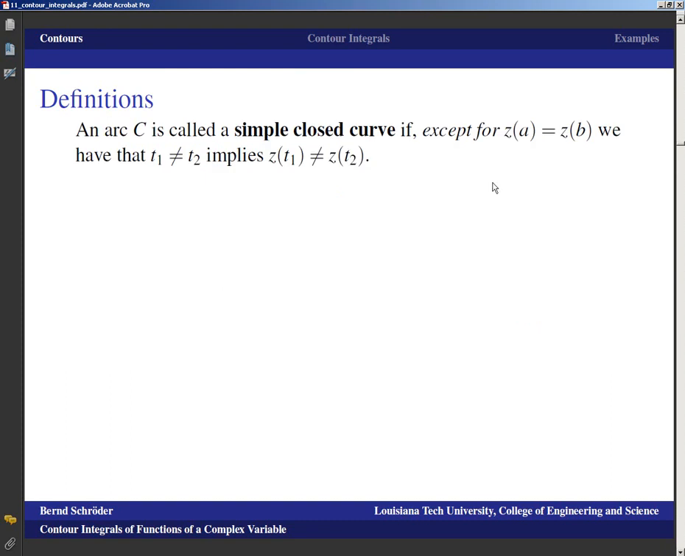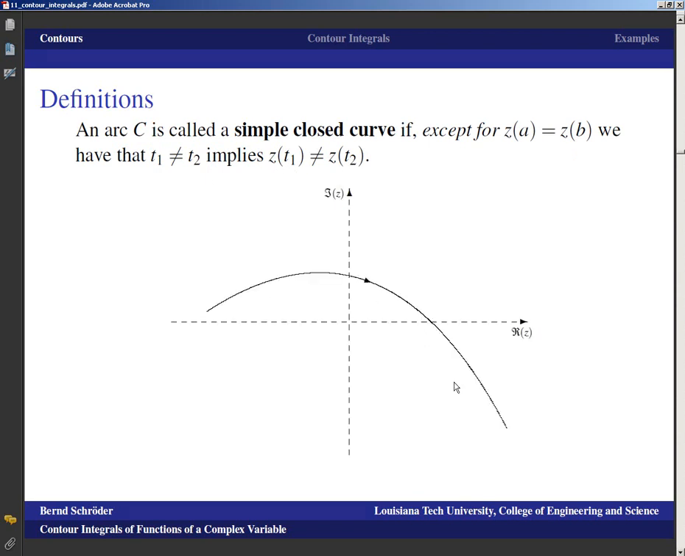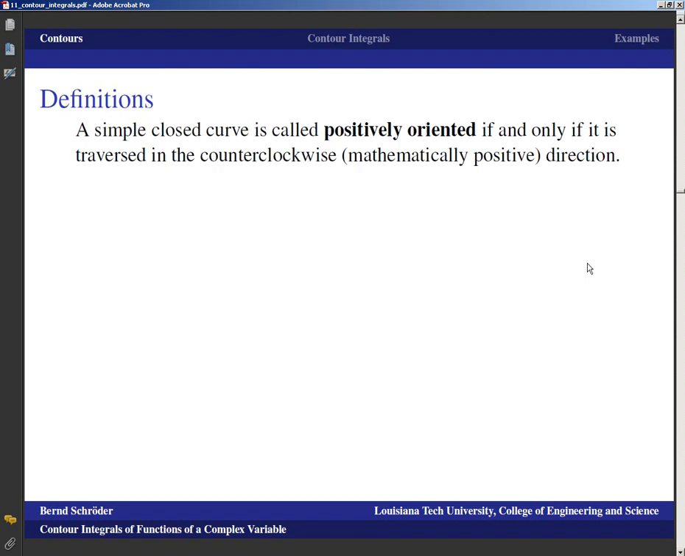An arc then is called a simple closed curve if, except for the fact that the starting point is equal to the ending point, we have that t1 not equal t2 implies z(t1) not equal z(t2). So that means we've got an arc, and that arc closes back up no matter how crazy it acts, as long as it doesn't self-intersect except that the starting point is equal to the ending point. That's a simple closed curve.